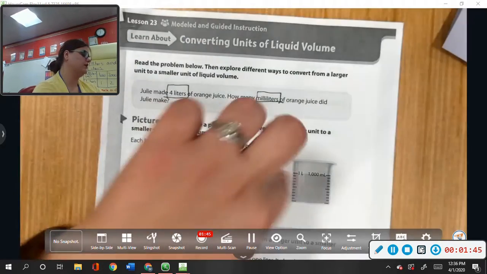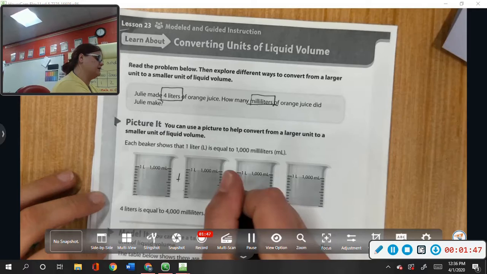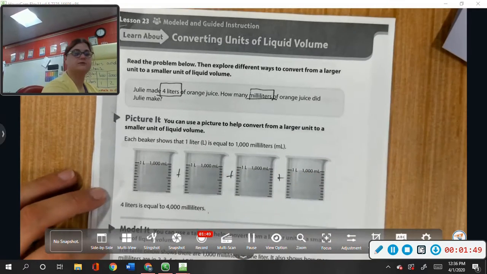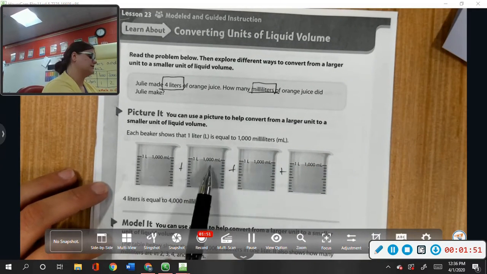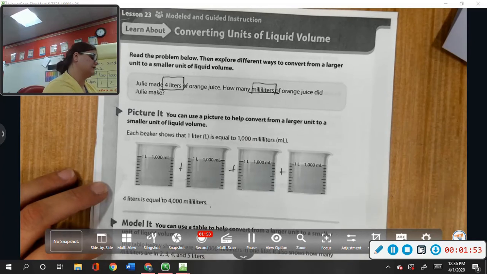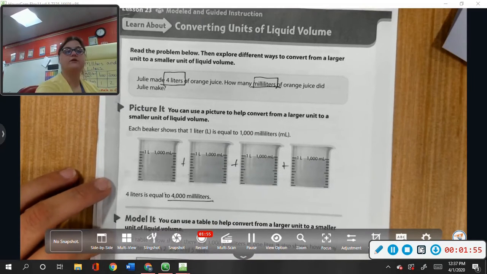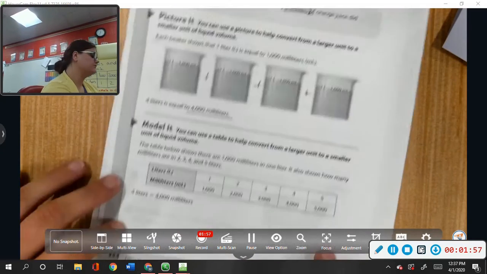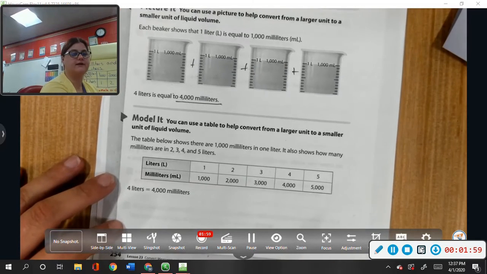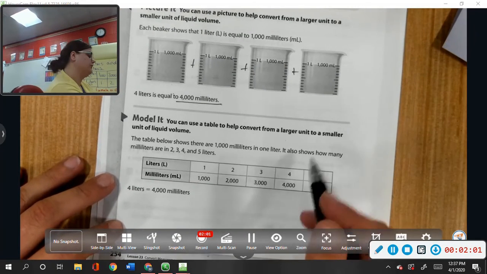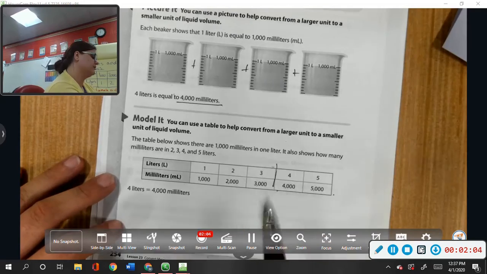So we know that 1 liter is 1,000 milliliters. If we have 4 liters, we can use repeated addition and add all those thousands together: 1,000 plus 1,000 plus 1,000 plus 1,000 equals 4,000 milliliters. And they also give you another chart down here. We went up to 3, but this has 4 and 5, so that's great.